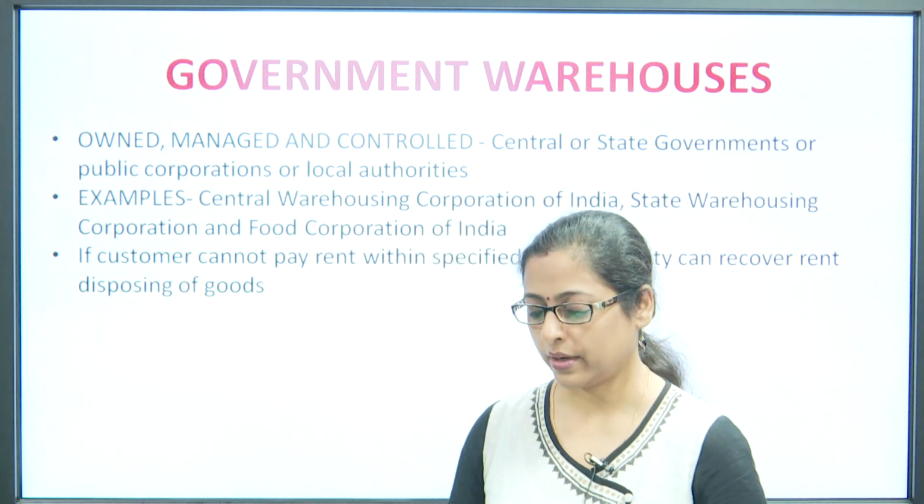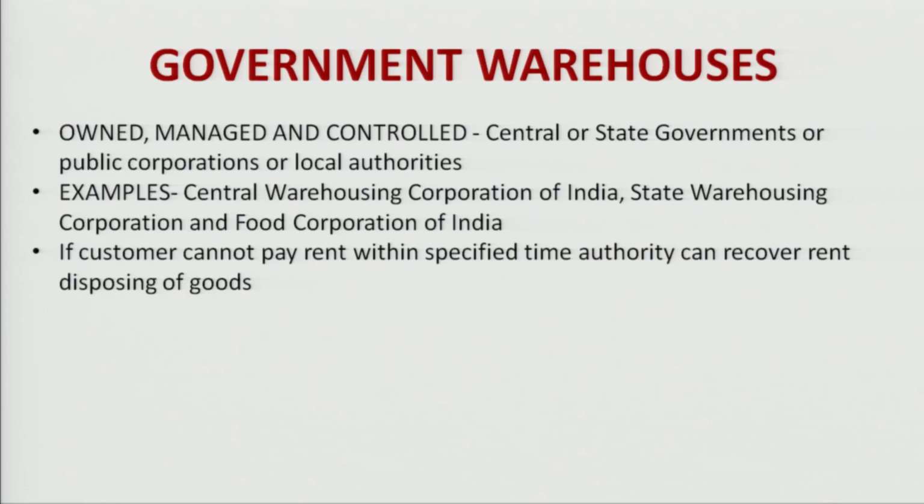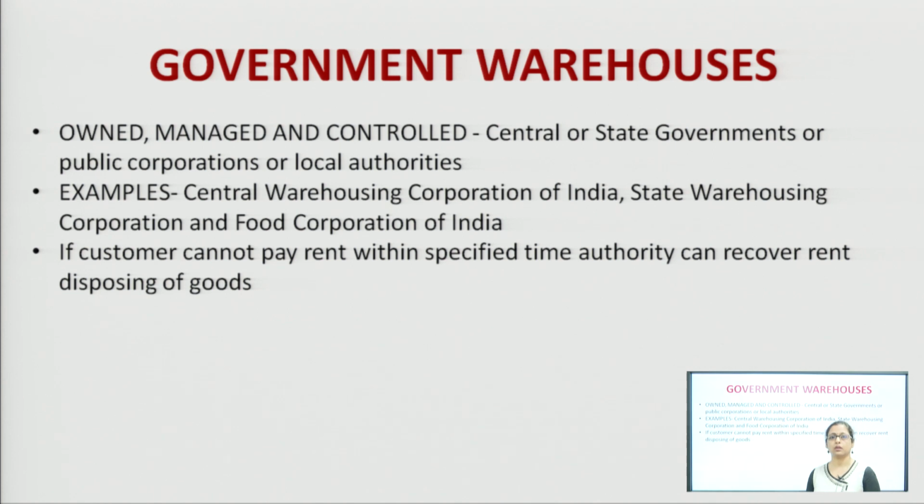Now, coming to the third kind of warehouse, which is the government warehouse. These are owned and managed by the central government or state government, or maybe also by the local authorities. Examples are again Central Warehouse Corporation, State Warehousing Corporation, and FCI. If customers do not pay rent within the specified time, authorities can recover the rent by disposing of the goods.